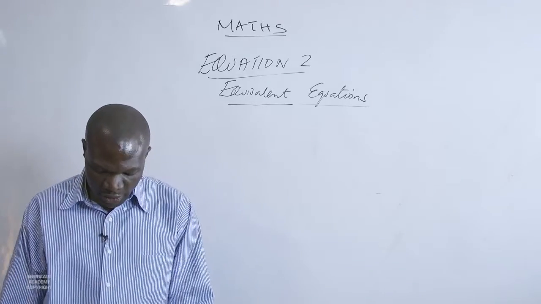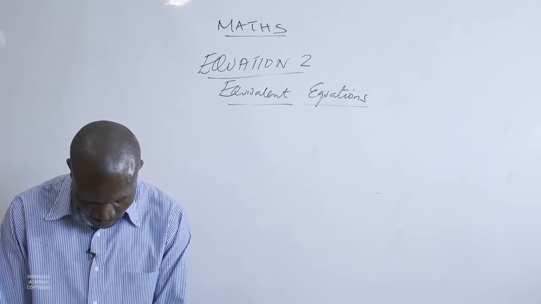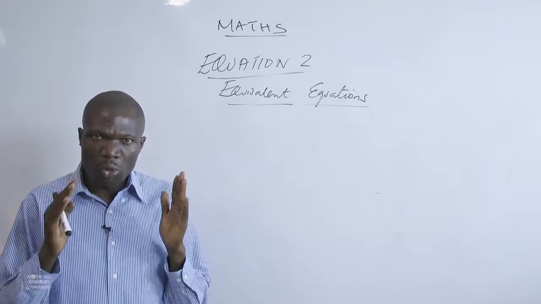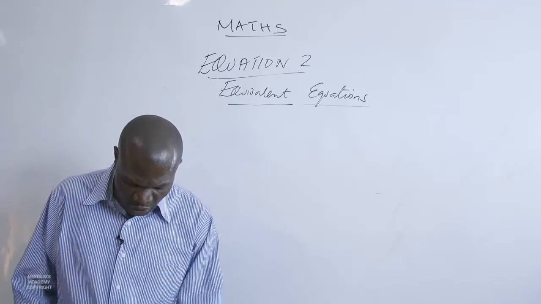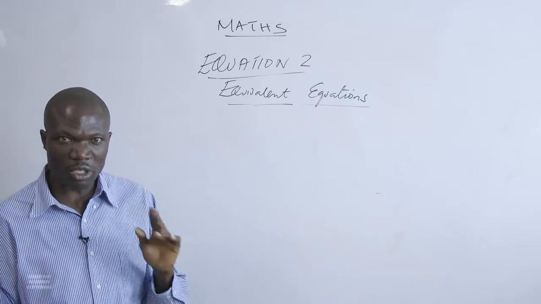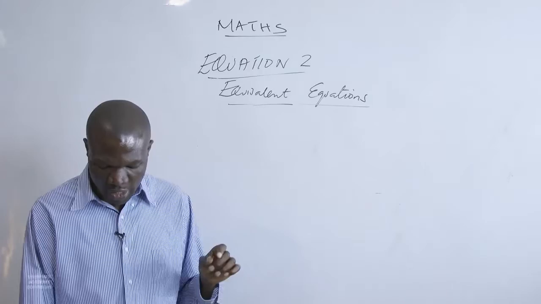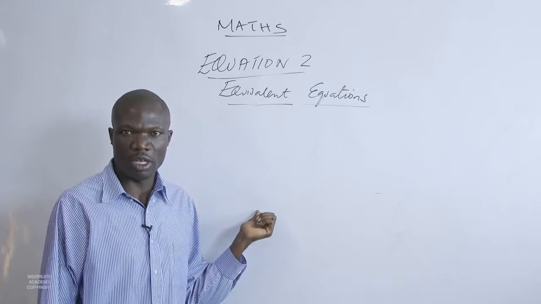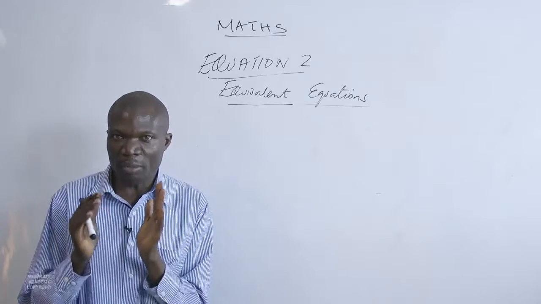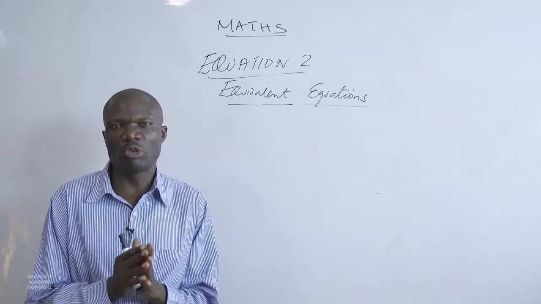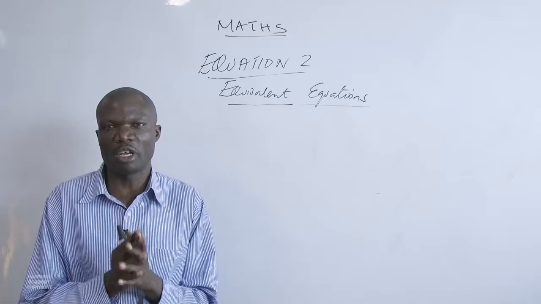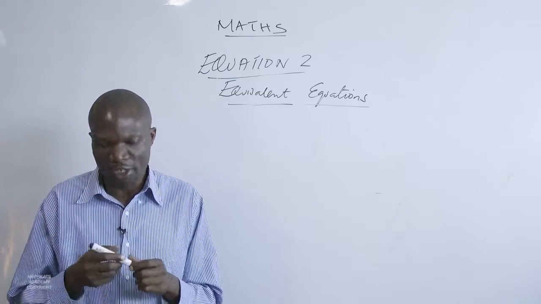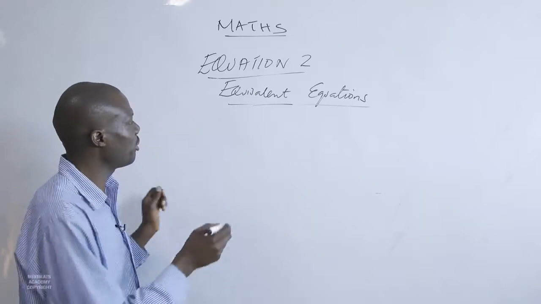So it is necessary to know the following. We can say that two equations are equivalent if you can get from one to the other by repeatedly doing the following. And what do we do?